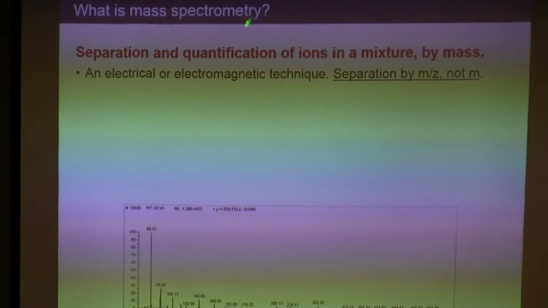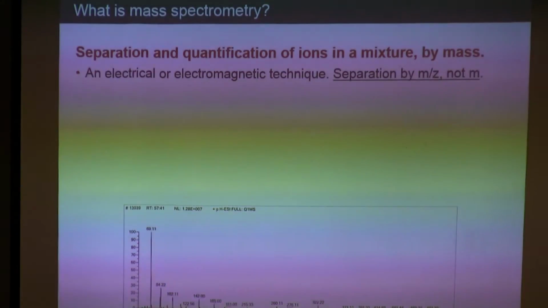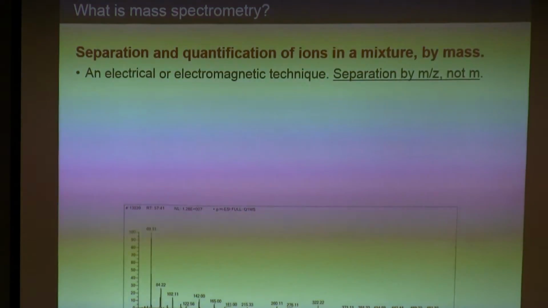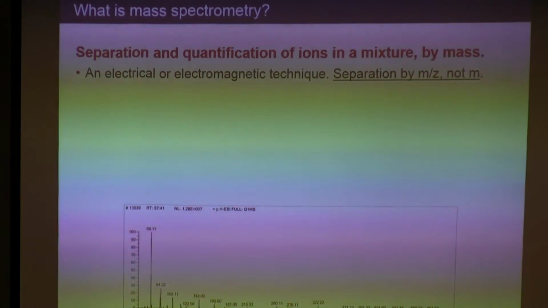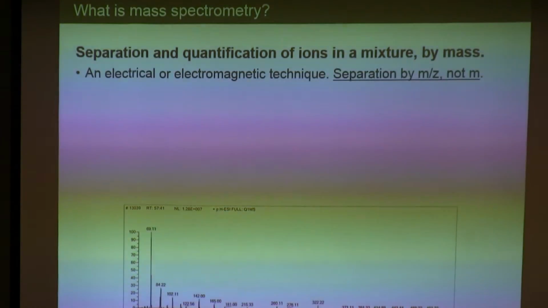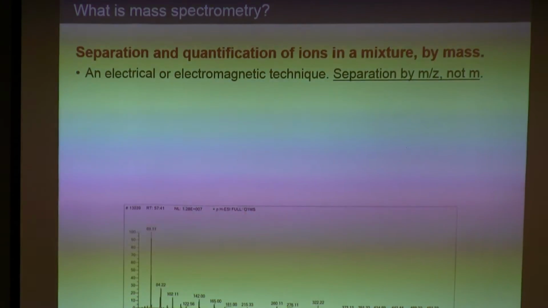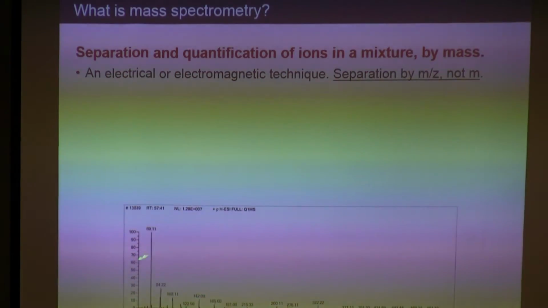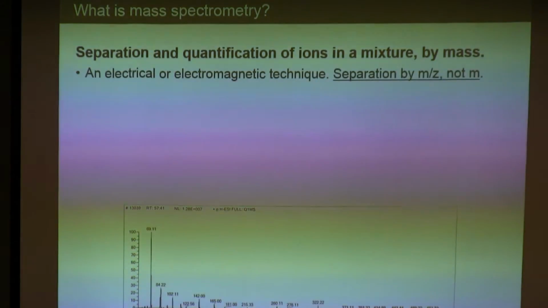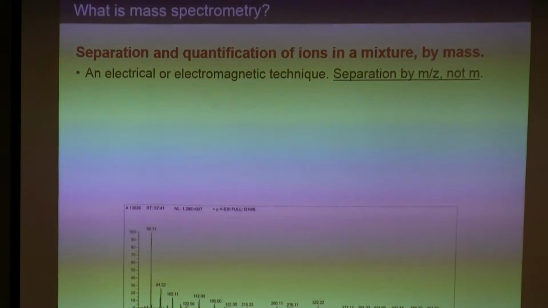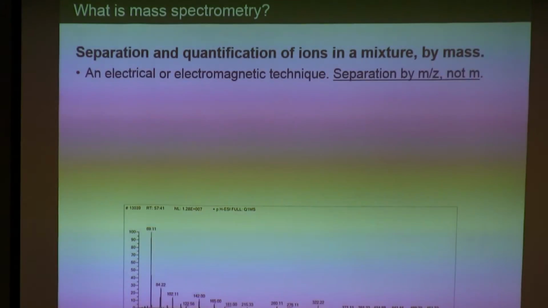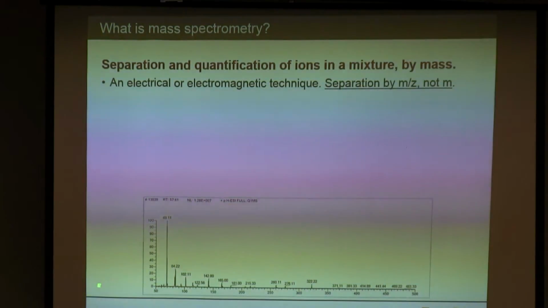So mass spectrometry, in brief: you separate and quantify ions in a mixture by mass. So before you even start talking about mass spectrometry, you have to generate ions from a typically neutral mixture, either gas or liquid. And what you produce is a spectrum. This is in Daltons divided by the elementary charge. So it's a unit called Thomson, which nobody uses, so we call it Daltons.